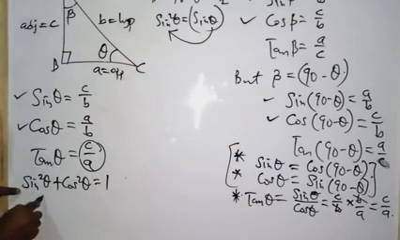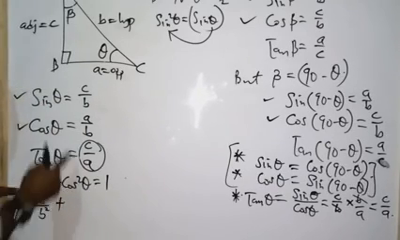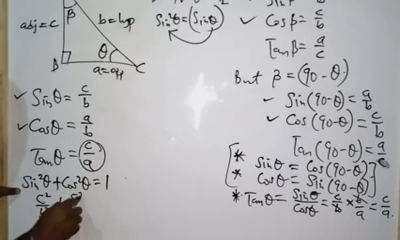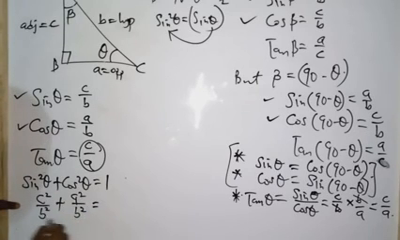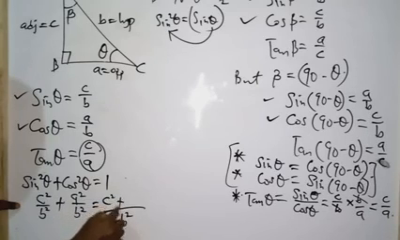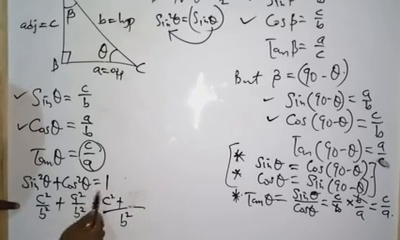When I do, I will have c square over b square plus, same thing here, a square over b square. Let's keep working and see if we get 1. This will be equal to, the LCM here is b square. When I do, I'll have c square plus a square over b square.